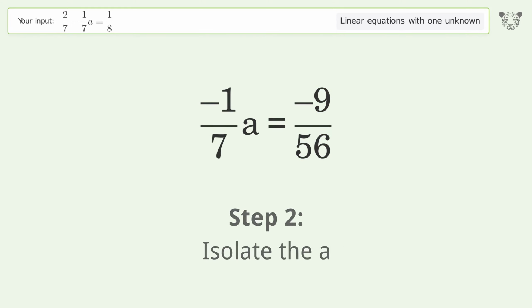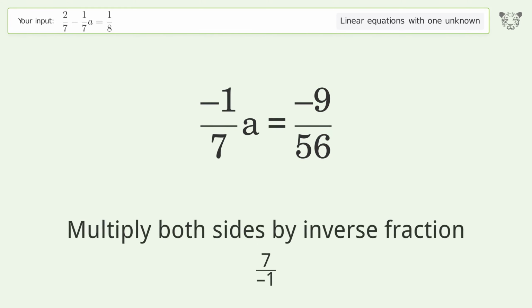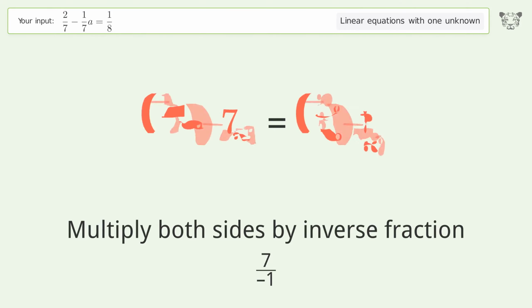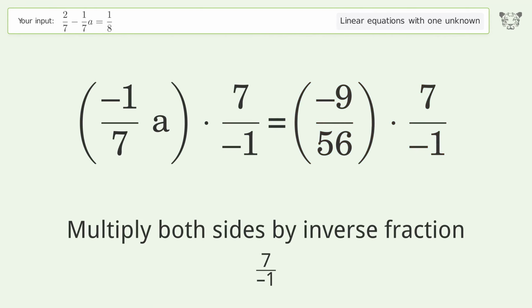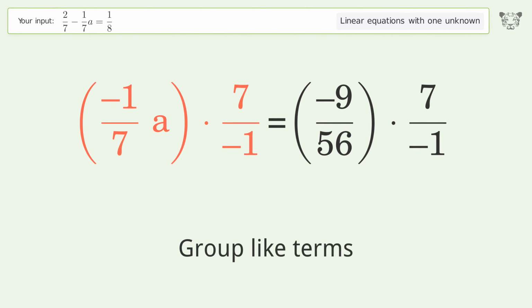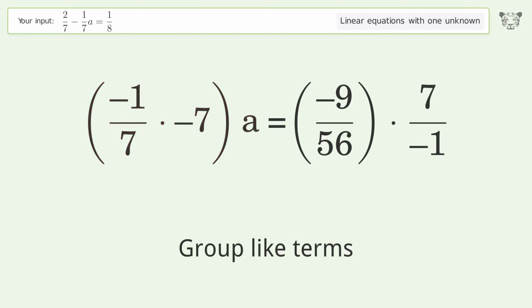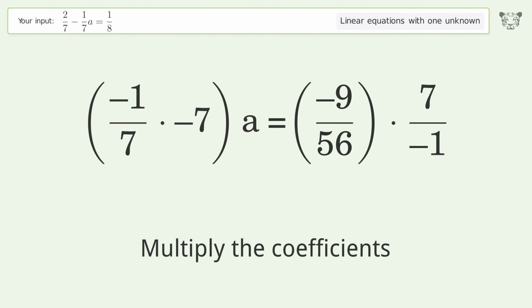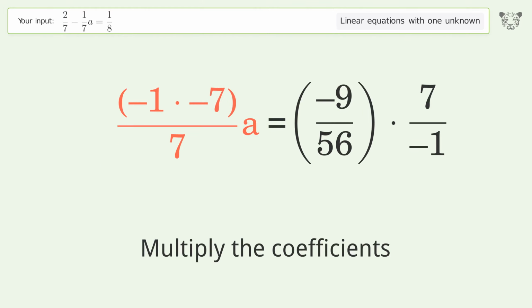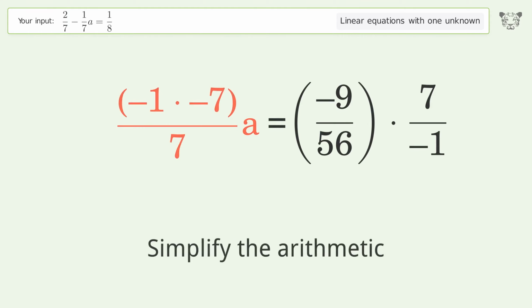Isolate the a. Multiply both sides by inverse fraction 7/-1. Group like terms. Multiply the coefficients. Simplify the arithmetic.